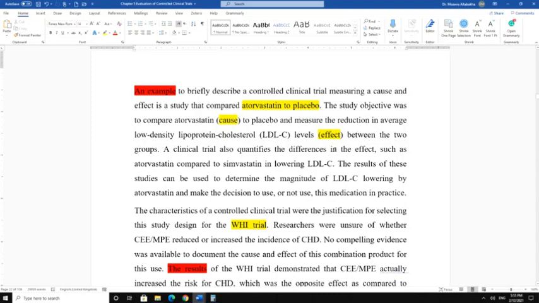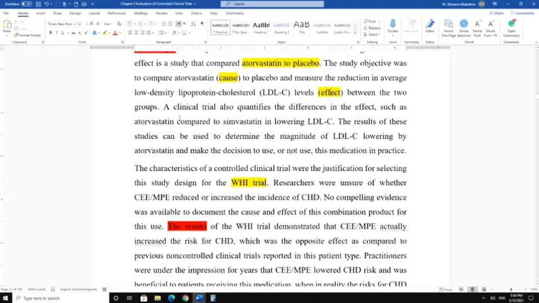Who can tell me what H1 and H0 are? H0 is that there is no difference between atorvastatin and placebo in the effect on the level of cholesterol. H1 is that there is a significant difference between atorvastatin and placebo on cholesterol level. Now, whether the significant difference is higher or lower is another matter, but both are considered H1. A clinical trial can also quantify the differences in effects, such as atorvastatin compared to simvastatin. Both are from the same class. I can compare them and see which one is better in lowering cholesterol level.